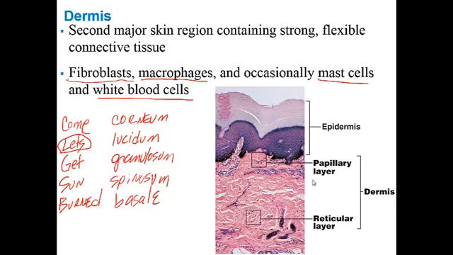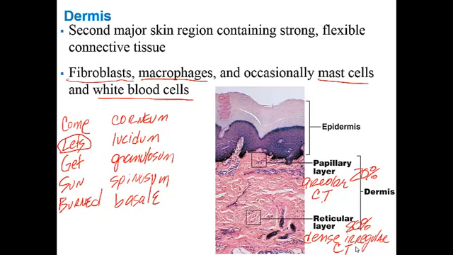The papillary layer, it's important to know that it is areolar connective tissue, which is quite different than the reticular layer. The reticular layer, which is again about 80% of the thickness of the dermis, the papillary layer is about 20%. The reticular layer is going to be dense irregular connective tissue. And this is going to be very important for its function. So dense, irregular connective tissue.